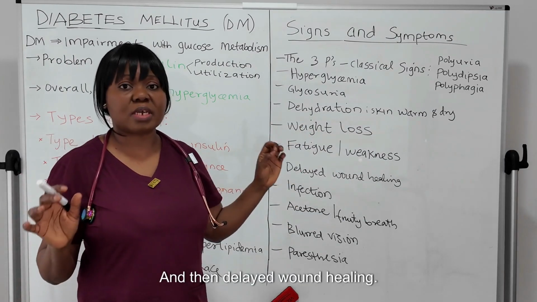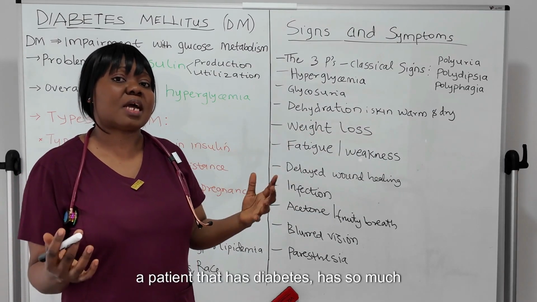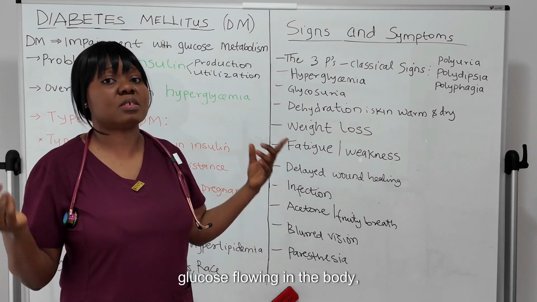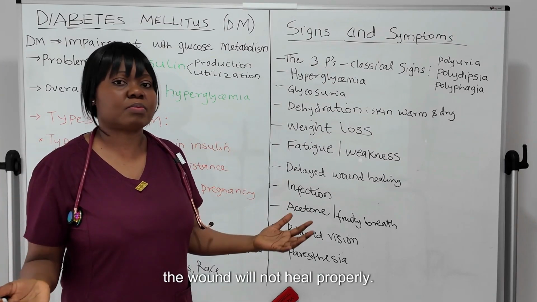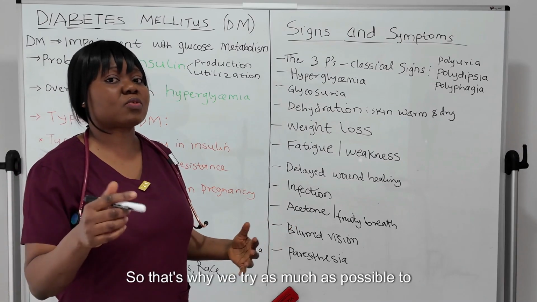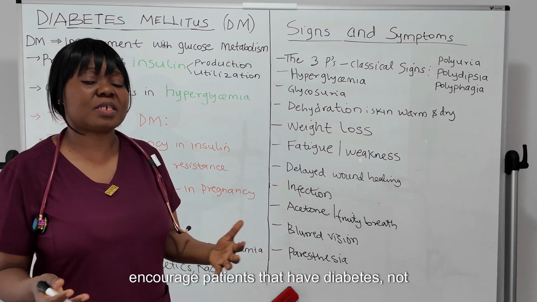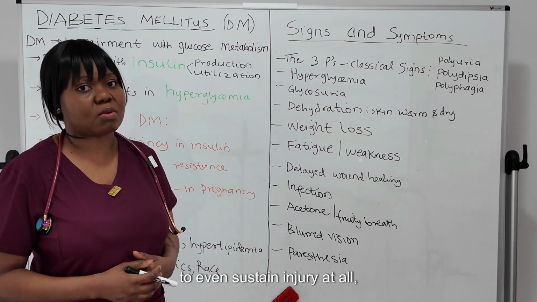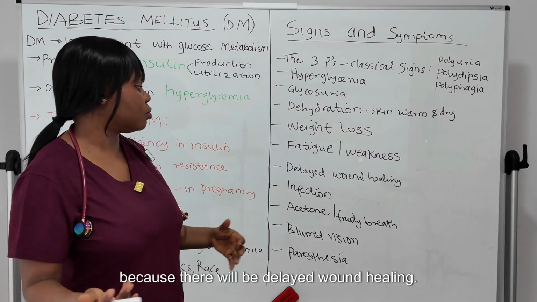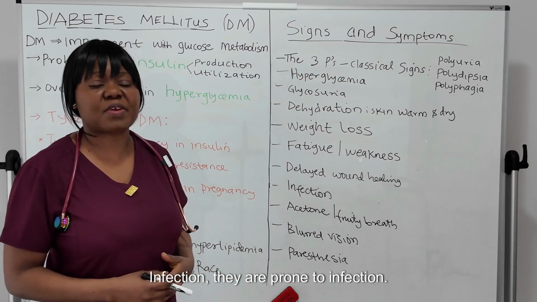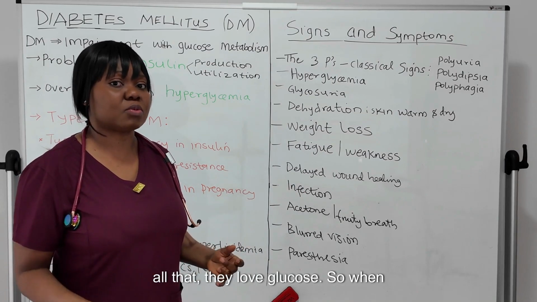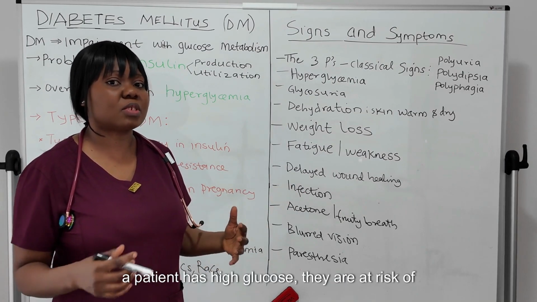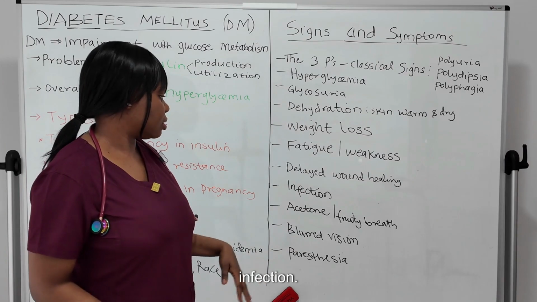Fatigue and weakness will also fall back to that weight loss. And then delayed wound healing. A patient that has diabetes has so much glucose flowing in the body, so when there's a wound, the wound will not heal properly. That's why we try as much as possible to encourage patients with diabetes not to sustain injury at all, because there will be a delay in wound healing. Infection, they are prone to infection because microorganisms, bacteria and all that, love glucose. So when a patient has high glucose, they are at risk of infection.